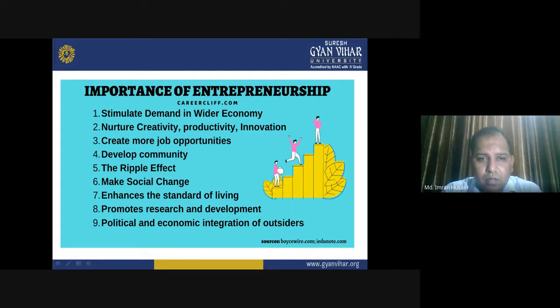Develop community. So you will also develop a community that is wholly focused on you, the way you work, the ripple effect. So the progress will enhance the living standard of people all around the place. Make a social change. So when your business is successful, everything is running up to the mark. Then what will happen? These things will significantly focus on the development of society.